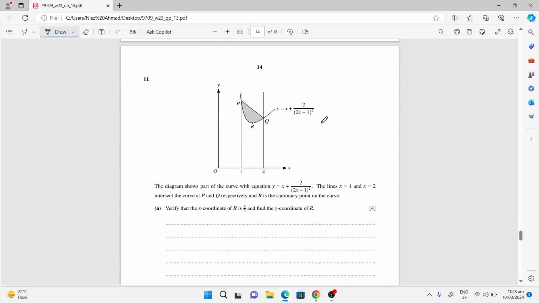So the question number 11. First thing is a 4 marks.